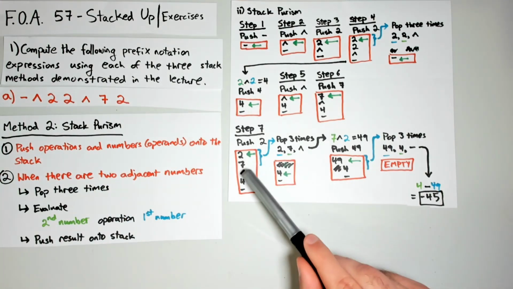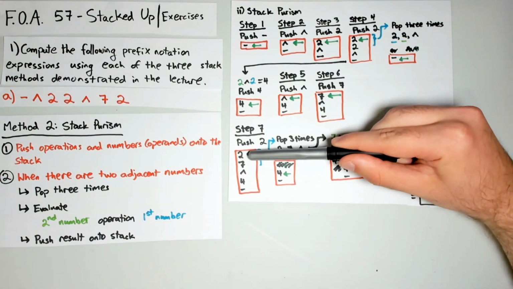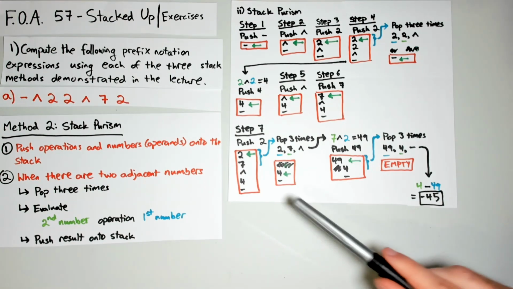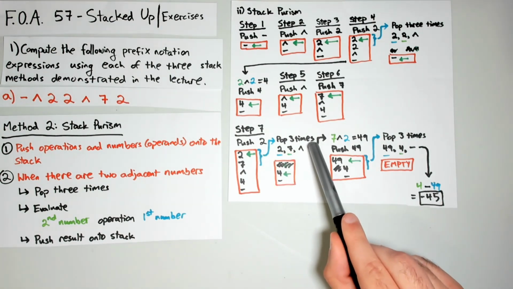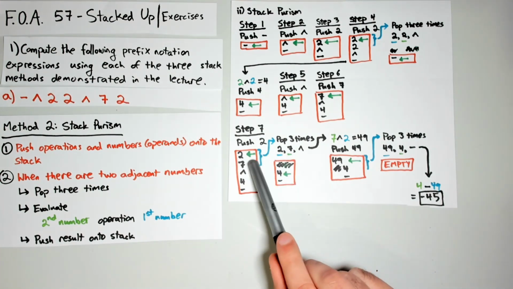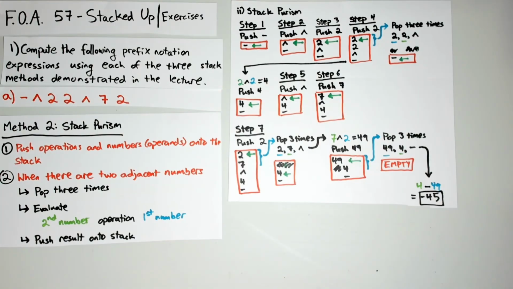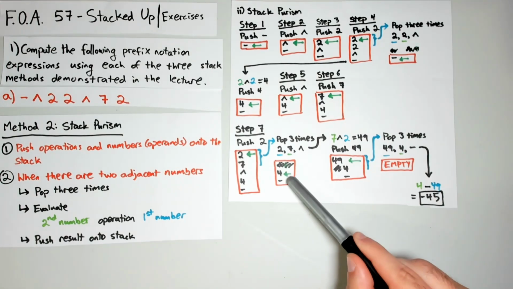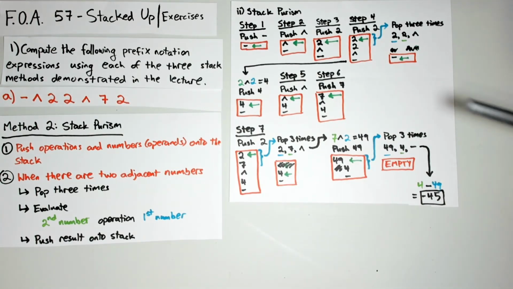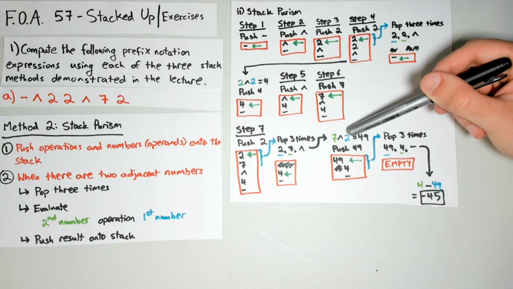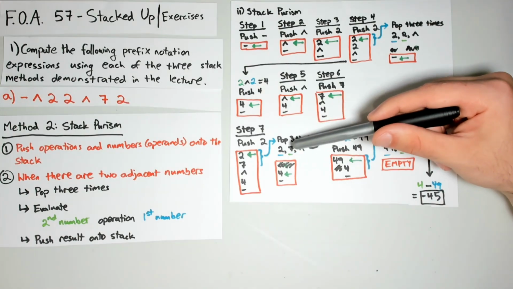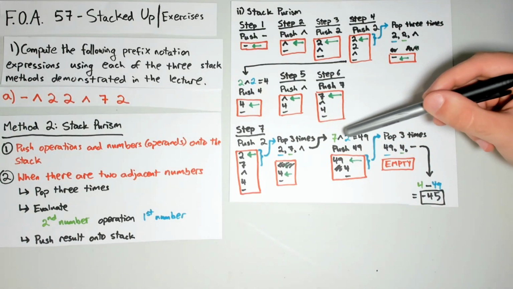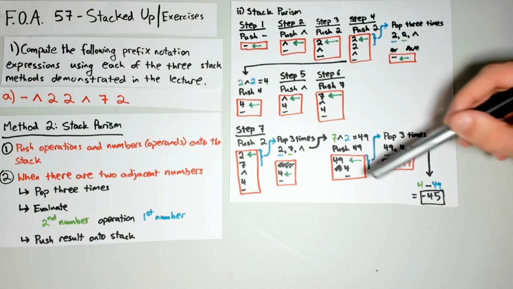And so we push the 2 on, and sure enough, we can do some things because we have a 2 and a 7, 2 numbers adjacent to each other. So we're going to pop 3 times. That's going to give us the 2, the 7, and the exponentiation symbol, leaving our stack with just the minus sign and the 4. So now we do 7 to the power of 2, right? Second number that we popped first. 7 to the power of 2 is 49, which we push back onto the stack.